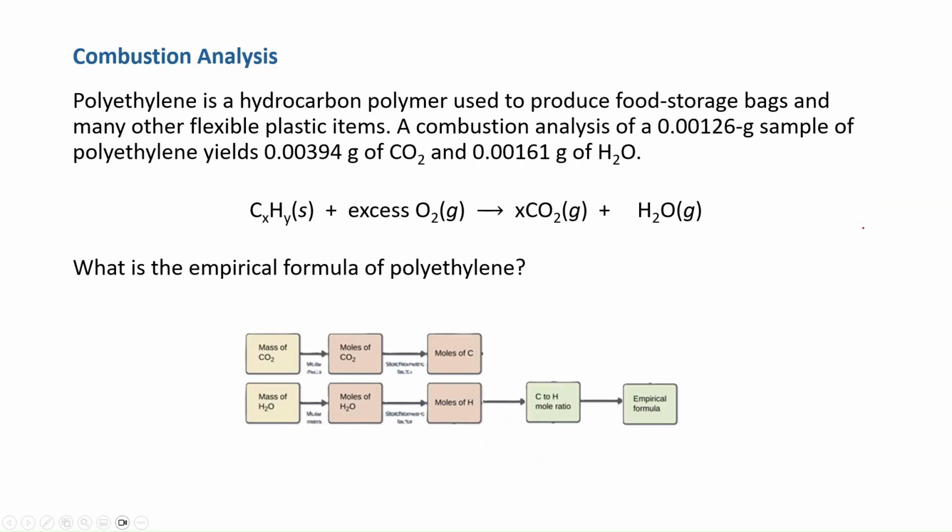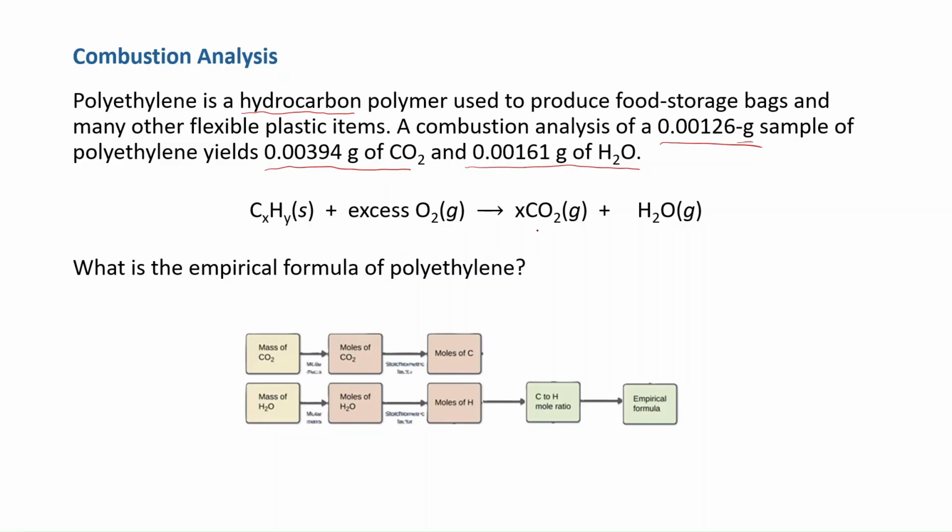So here you have an example, polyethylene. It's used to produce storage bags and many things. So under combustion analysis, you get so many grams, that's your initial sample, so many grams of carbon dioxide, so many grams of water. And we know polyethylene, they usually tell you that it doesn't have oxygen or that it's made up only of carbon and hydrogen. Here they're just assuming that because they call it a hydrocarbon, you know what they're talking about. But I promise in the exams it's always given. So what is the empirical formula of polyethylene?